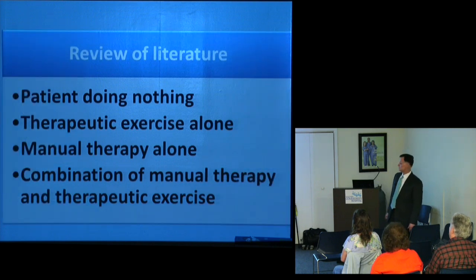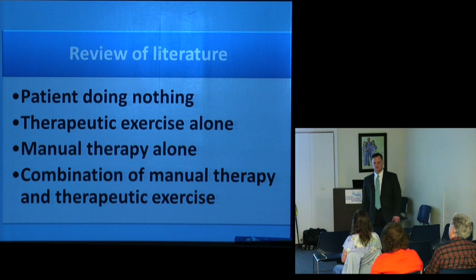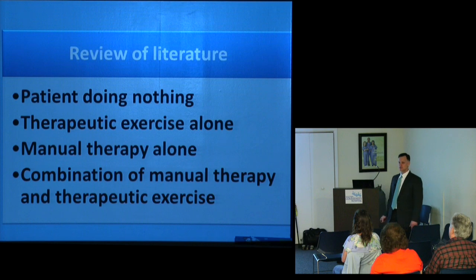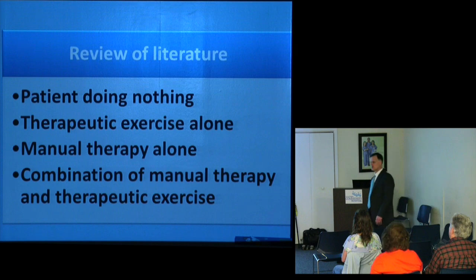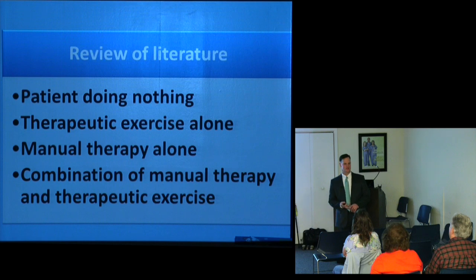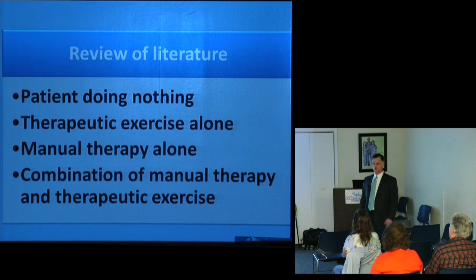Review of the literature shows that if a patient does nothing, they're going to get worse. They're not going to get better. Therapeutic exercise alone, they had very good results. Not 100%, but they had much better results than the patient doing nothing at all. The problem with patients who have connective tissue disorders or hypermobility, if you exercise too much or incorrectly, or your therapist progresses you too fast, you will fail. Because they're not taking into consideration the hypermobility that you have in your joints. I bet there are a few people in here who failed physical therapy too. All right?